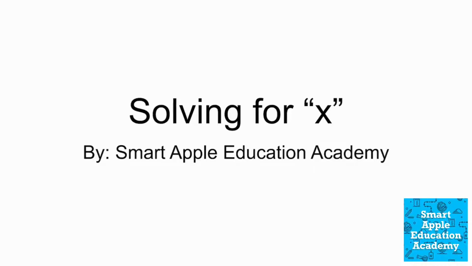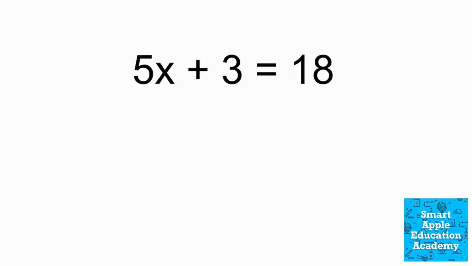Now, let's get started. So we have this equation. The equation is 5x plus 3 equals 18. We're going to solve this for x. We're trying to get x equals some type of value. So we're trying to isolate x, but to do that we have to get rid of that 3.